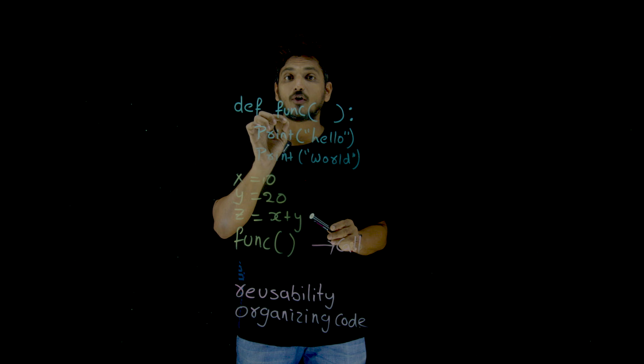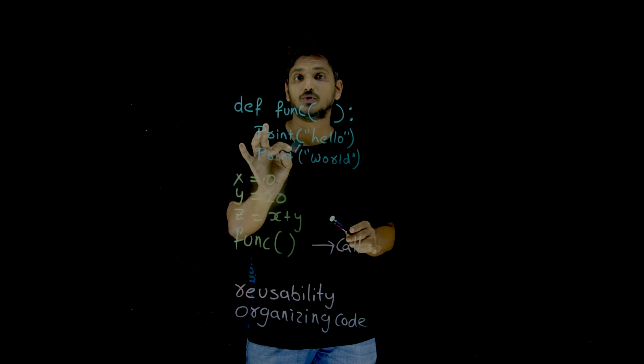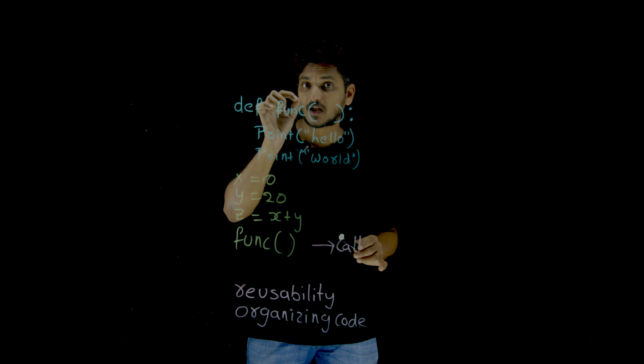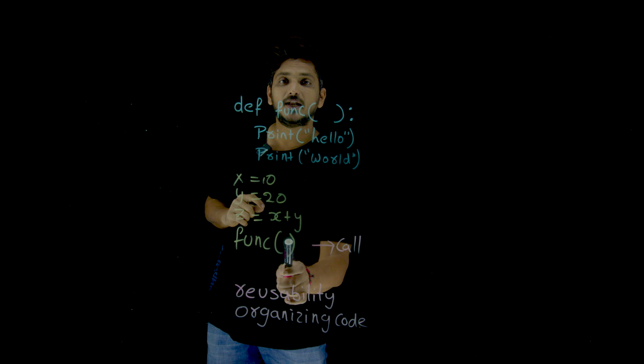So by default, a function will not execute. This is a very, very important point. Most of the students are going to get confused here. By default, it is not going to execute. Whenever you call a function, then the function is going to execute. Now try to understand our first part, the first use of a function: reusability of the code.